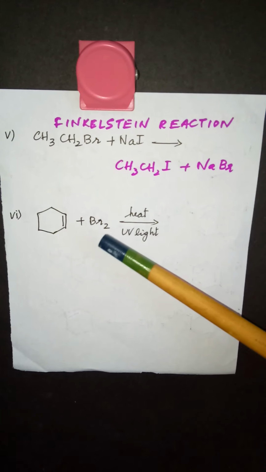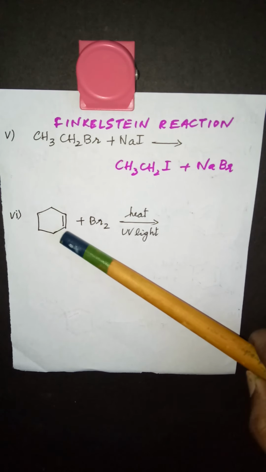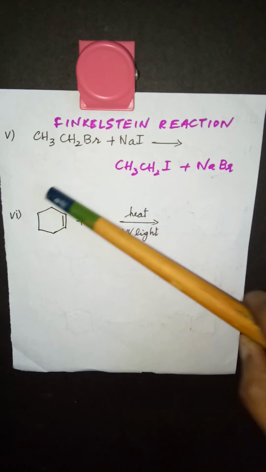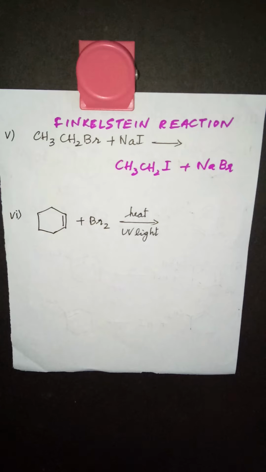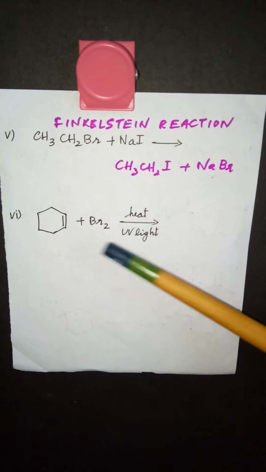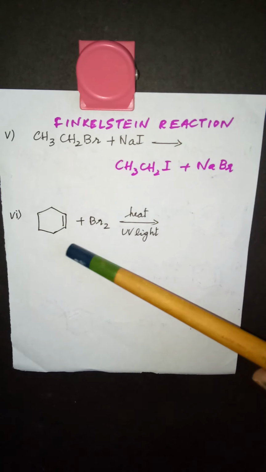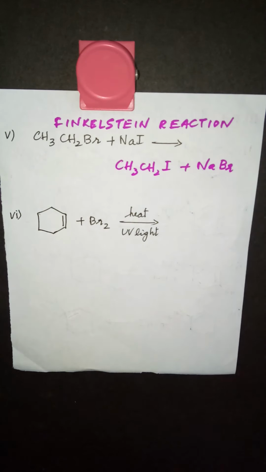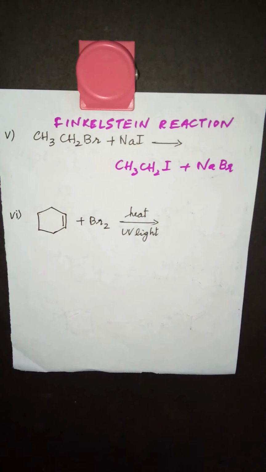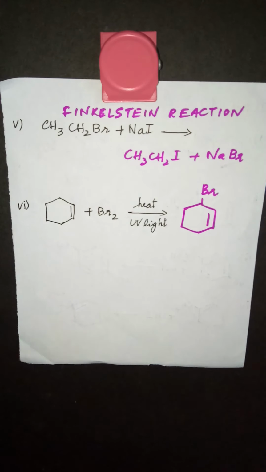And the next one, don't get confused when you have a double bond here and a bromine here. This is actually photochemical chlorination or photochemical bromination. So here you are treating the substrate with bromine in the presence of heat or UV light. So which hydrogen will be replaced by bromine? The alkane hydrogen, not the double bond. So not these two, any of these four will be replaced by bromine. So what will be the product? So this will be the product.